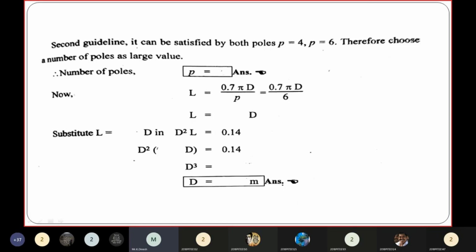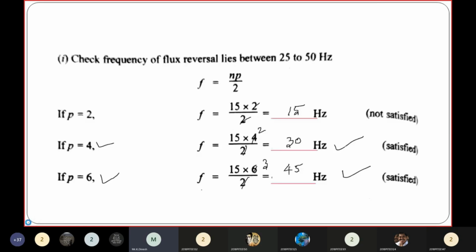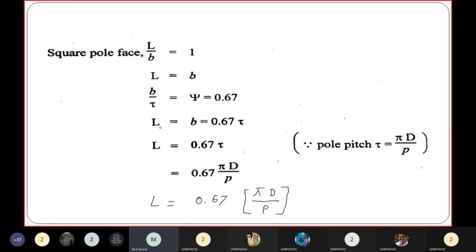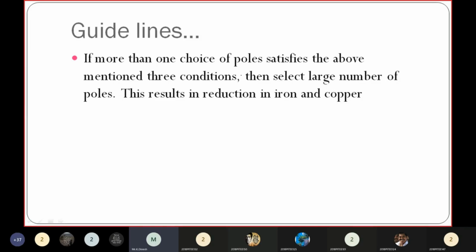So by using the second guideline, it can be satisfied by both poles. P equal to 4 is also satisfied. P equal to 6 is also satisfied. Therefore, choose the number of poles as a large value. It is always good to take a large number of poles. I said this in class yesterday. If more than one choice of pole satisfies the above mentioned 3 conditions, then select the larger number of poles.